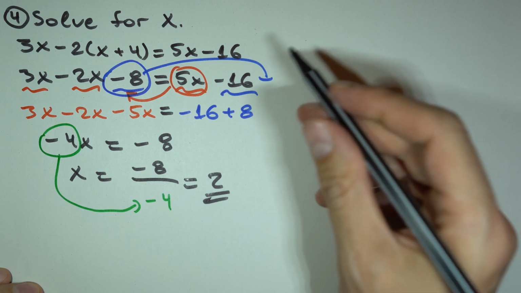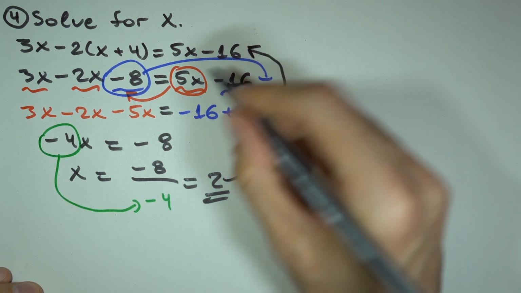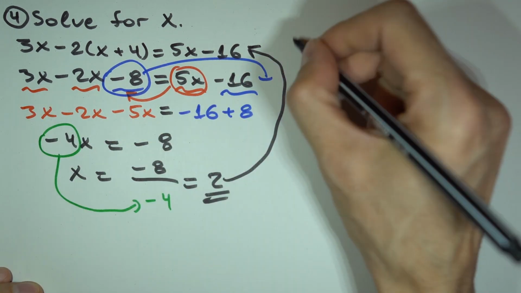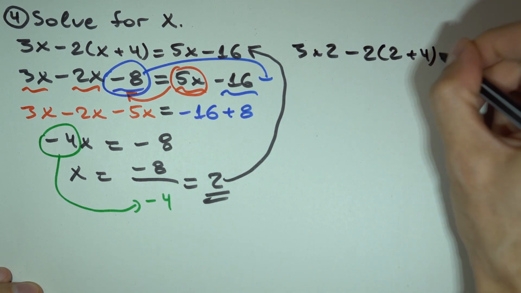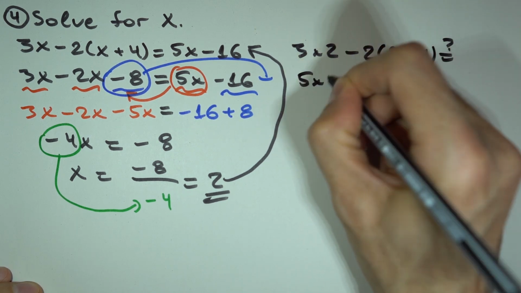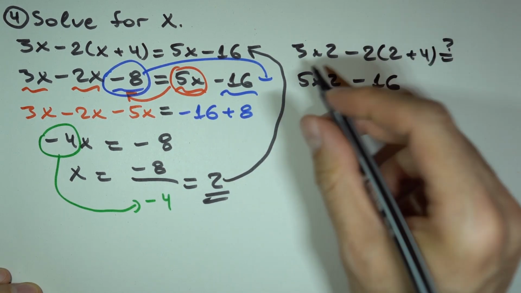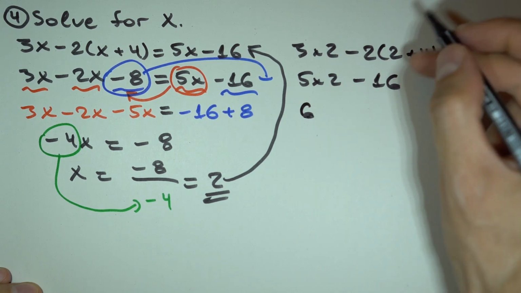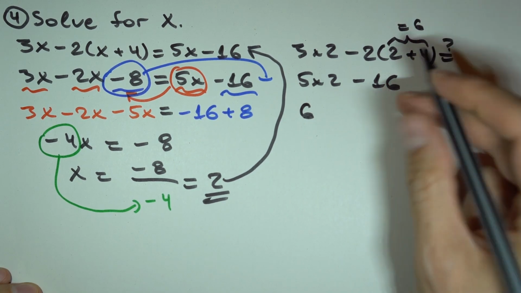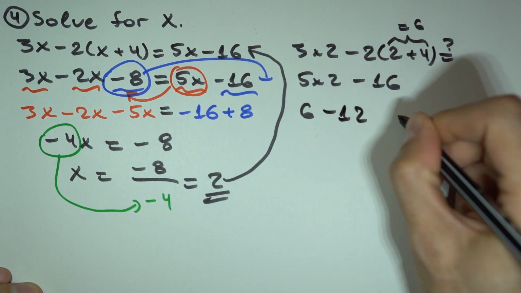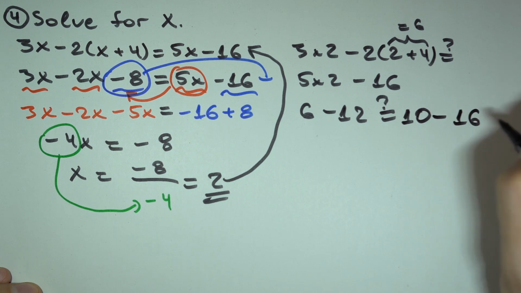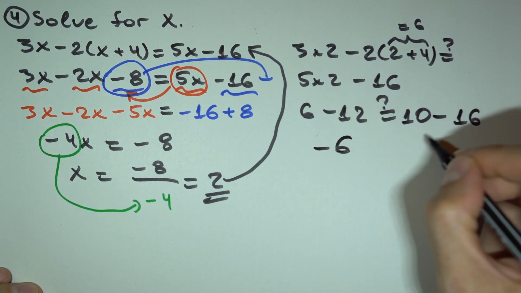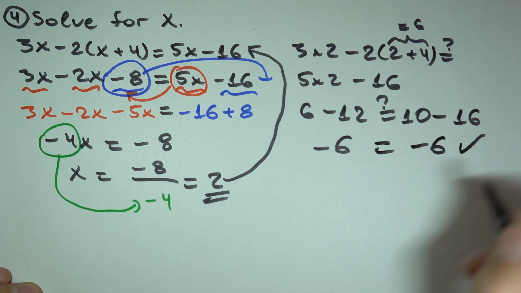It's time to check whether this is correct. We take the 2 and we go to the beginning, and we write 3 times 2 minus 2 times 2 plus 4, and we want to know whether this equals 5 times 2 minus 16. 3 times 2 is 6. Well, 2 plus 4, this is 6, so minus 2 times 6 is minus 12. And we want to know whether this equals 5 times 2, which is 10, minus 16. 6 minus 12 is minus 6, and 10 minus 16 is minus 6 again. So everything's correct. Let's move on.